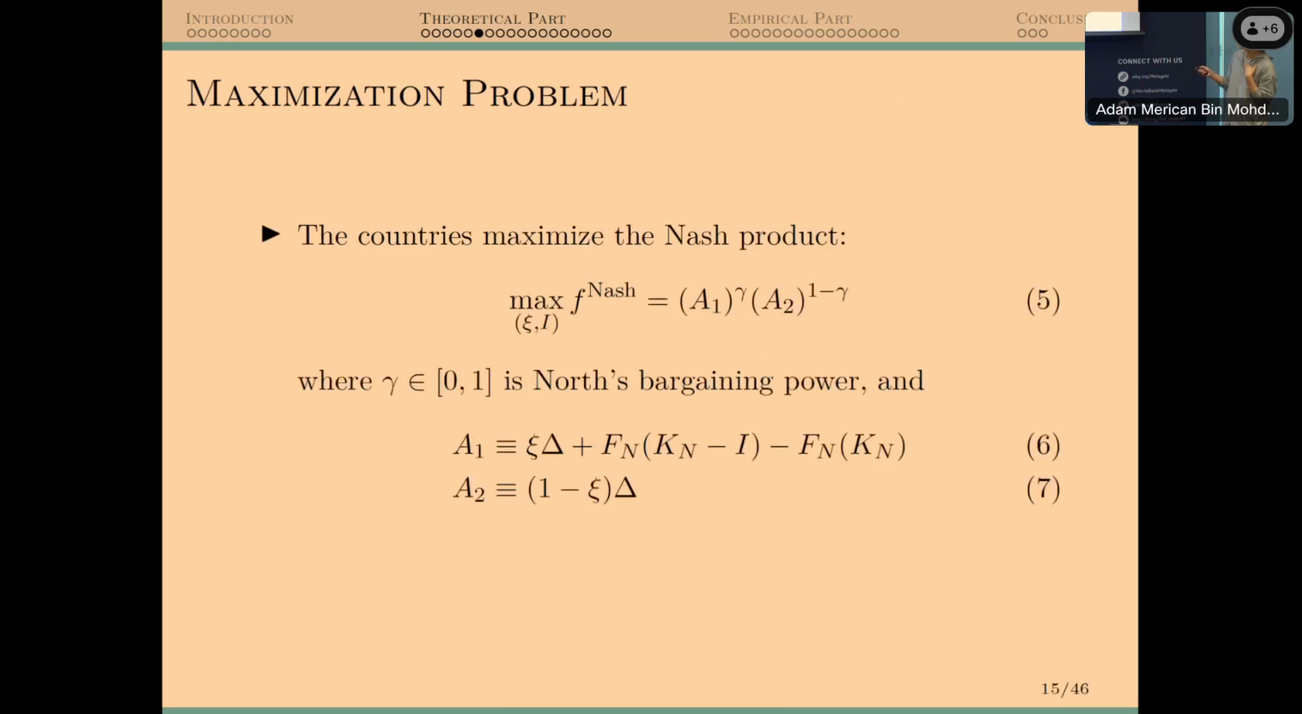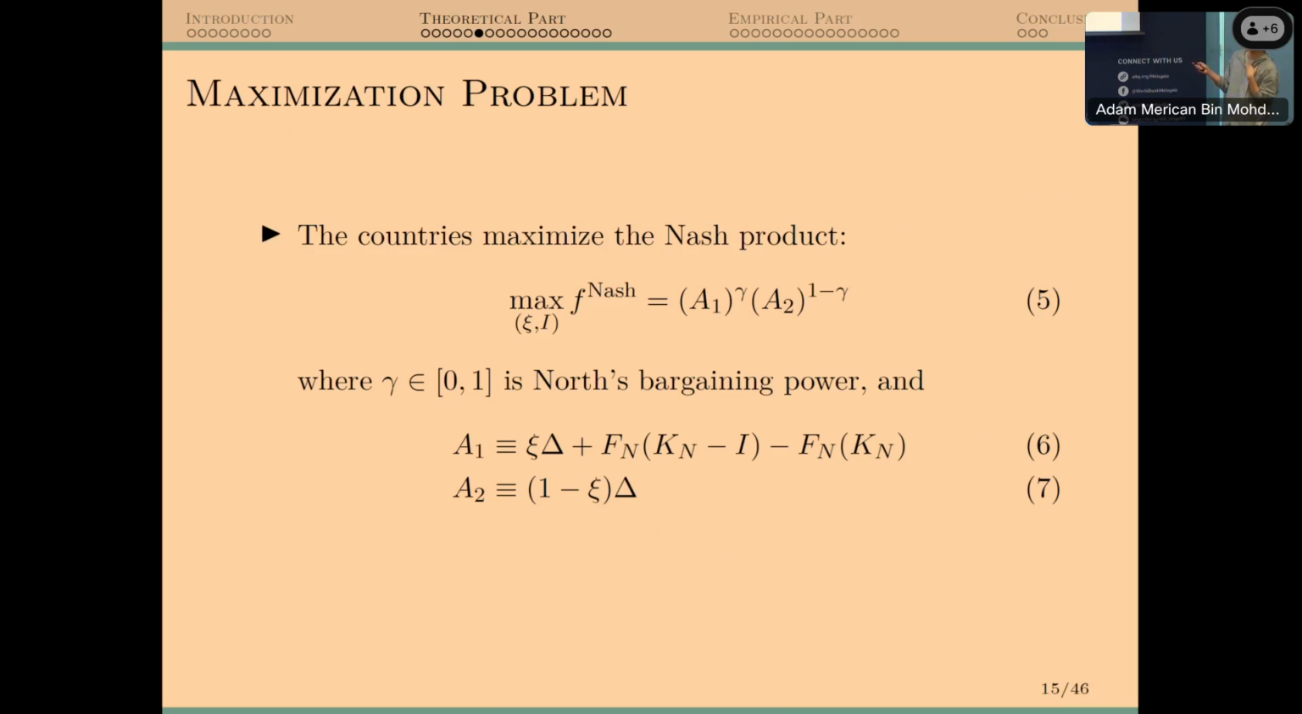So this is our Nash product. The Nash product depends on the bargaining power of each country. It also follows the Cobb-Douglas style. A1 is the proportion of the surplus that gets transported back to the North, the change of the production after the FDI. For A2, the remaining surplus stays in the South country. So this is A1 and A2.